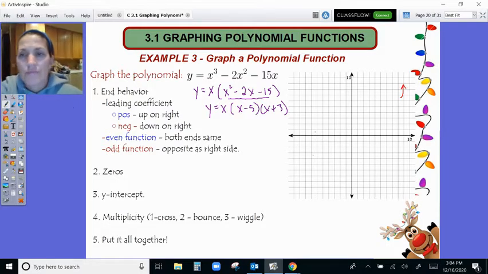right-hand side. Okay, so I kind of like to draw my arrows and put together a map. If it's negative, of course, it would be going down on the right-hand side. And then is it an even function or an odd function?